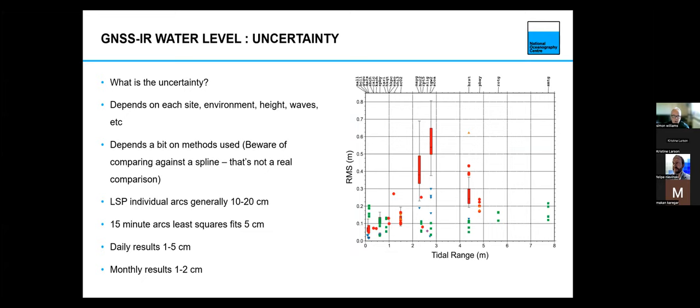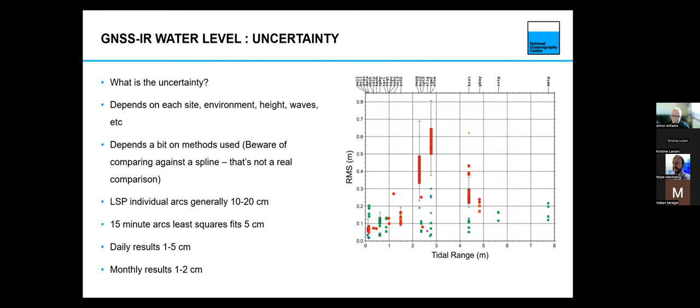It also depends a bit on the methods used, whether you're using just a Lomb-Scargle periodogram, or you're doing, as Christine will show later, the inverse SNR method, or you're fitting a spline to the results. If you're comparing against a spline, it's not a real comparison because you've already smoothed the data out. But in general, for the Lomb-Scargle periodogram, individual arcs are generally on the order of 10 to 20 centimeters.